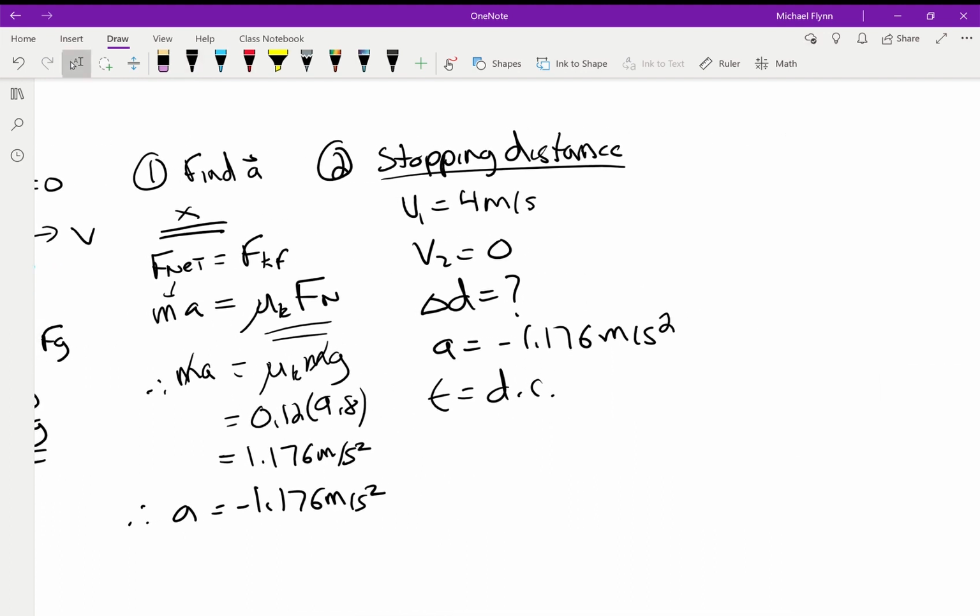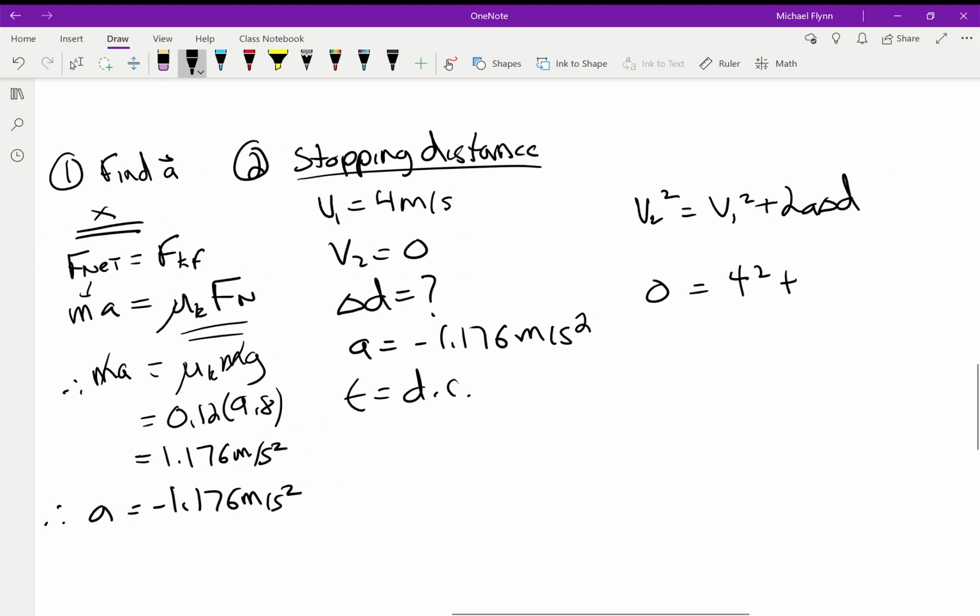Then you recognize this. This is just a typical problem that we did in the last unit. So you go, therefore, V2 squared equals V1 squared plus 2A delta D. We're still not done with the motion equations, right? We're still using those. So 0 equals 4 squared plus 2 times negative 1.176 times delta D. Now I'll just do it in my calculator quickly.